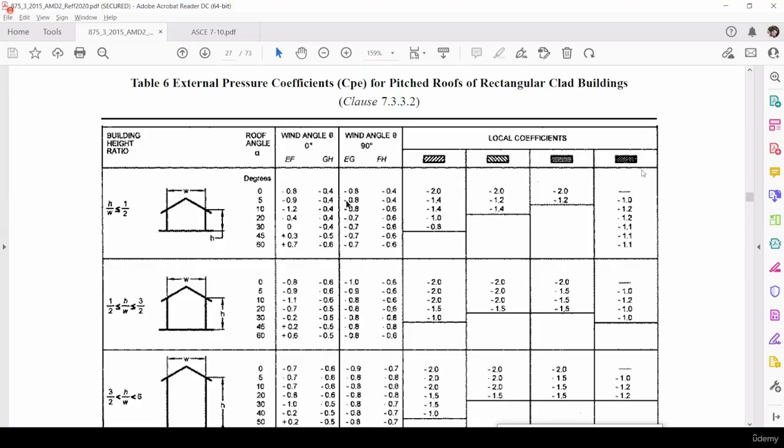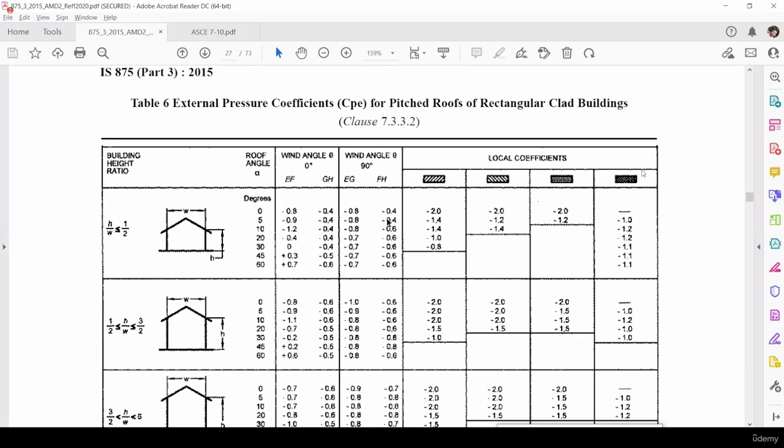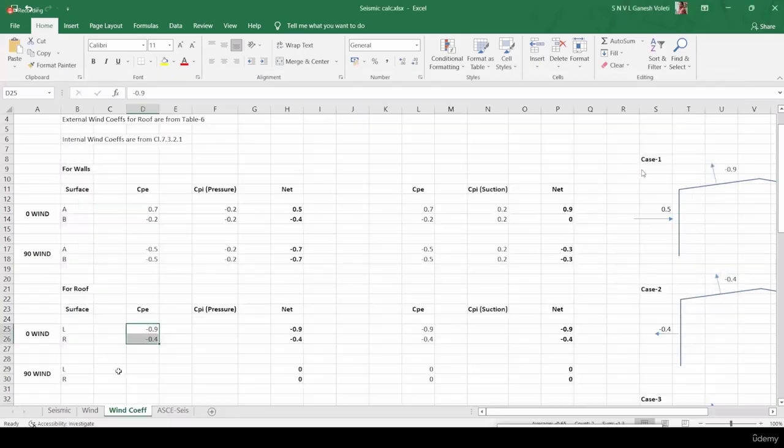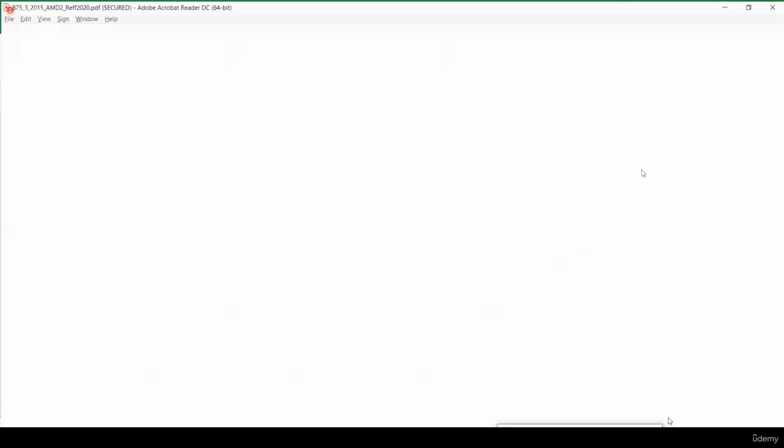Like I told you in the calculation for walls, the same thing will be applicable here. We have to take the critical one from both these cases. For 90 degree wind, we have to take the critical one, the maximum one. This is minus 0.8, this is minus 0.4. So minus 0.8 will be critical. In both these values, I'm taking minus 0.8 as the critical one, so I'm taking the same coefficient, minus 0.8, for both.